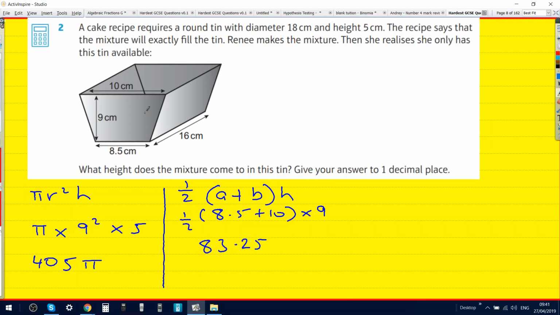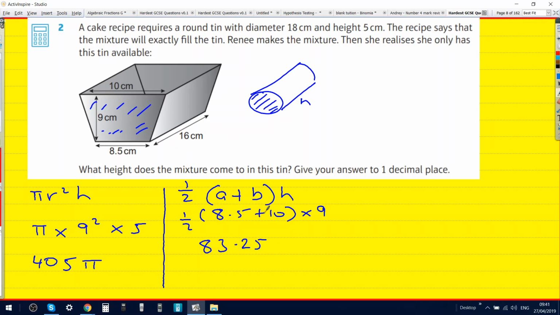Would that be 83.25 squared? No, so the way with the tin, you do pi r squared and then times by the height. So it's the cross-sectional area, which is what we found, times by 16.